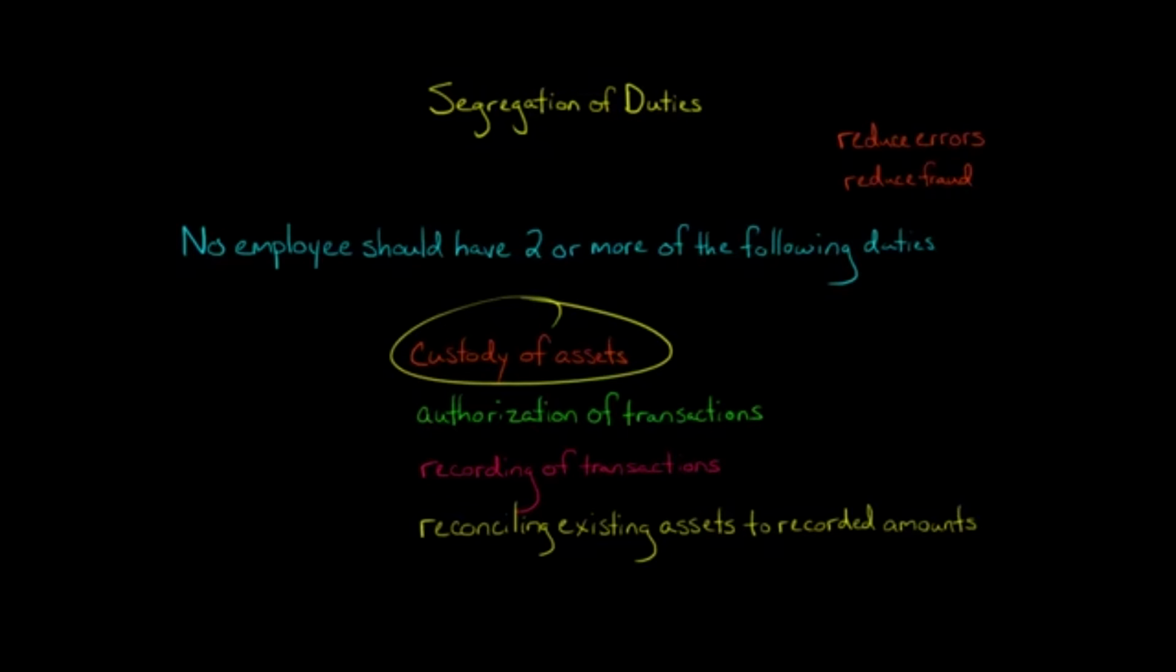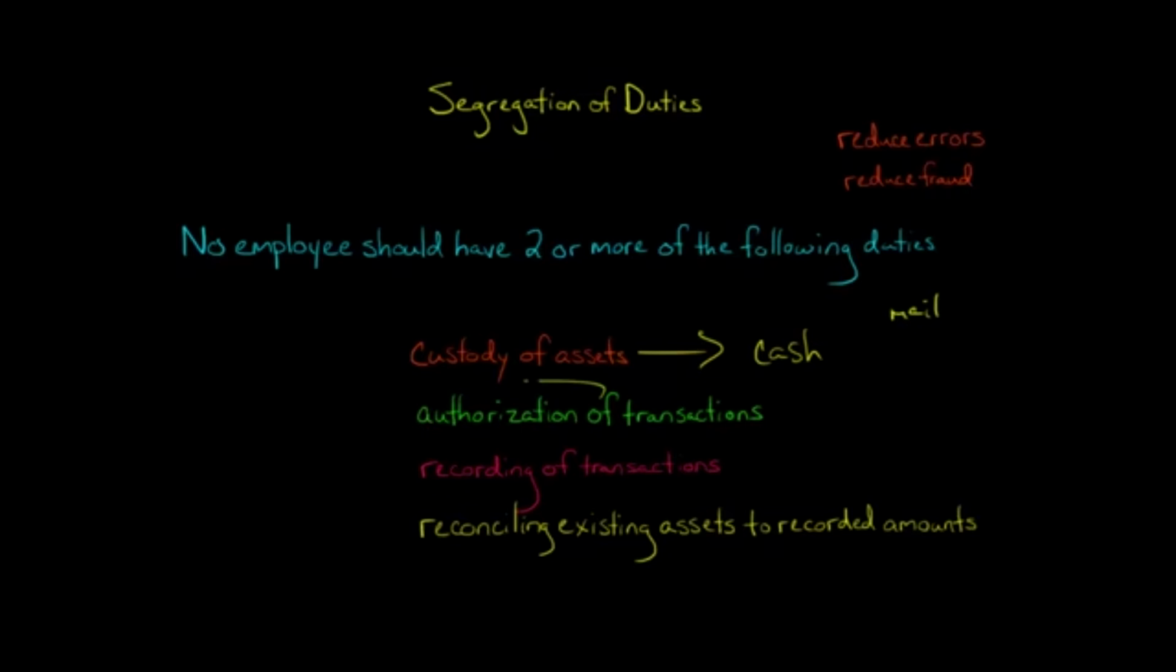We've got custody of assets. If we take cash, for example, cash is an asset, we're talking about physically handling the cash. How would that happen? Well, let's say the employee opens the mail. They might receive physical cash, they might receive a check from a customer, and so forth.